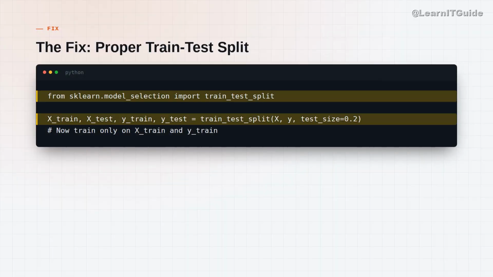The fix is simple. Use the train-test-split function. This separates your data so the model is validated on data it has never seen before. Never train on your entire dataset, or your model will simply memorize the data rather than learning patterns.